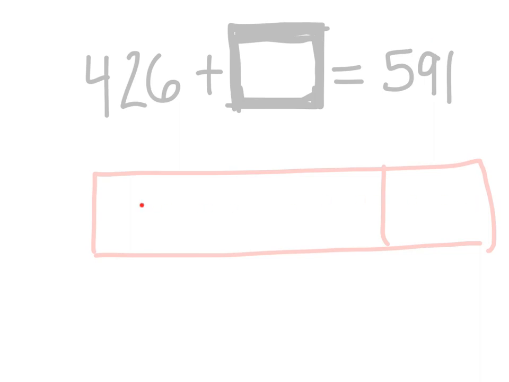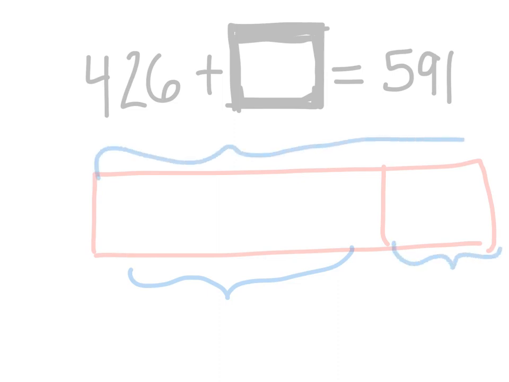So this bar model is a visual way to represent 426, a part, plus another unknown part, giving me my whole. Let's put some brackets in our bar model. So we have a part here, and a whole. What is the value of the whole? 591. You're right. Good job. 591 is our whole. So then what are the two parts?